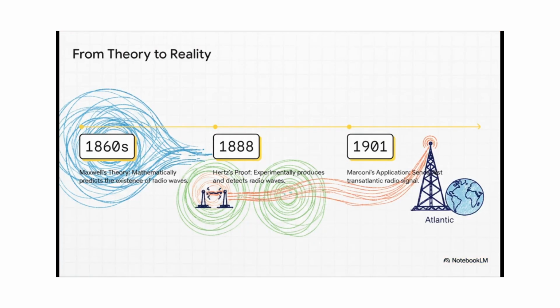It really all started back in the 1860s with a guy named James Clerk Maxwell, who, just using math on paper, predicted that invisible electromagnetic waves had to exist. Then, about 20 years later, Heinrich Hertz proved he was right by actually producing and detecting those waves in his lab. And then, in 1901, Guglielmo Marconi took that pure science and turned it into world-changing technology by sending the first wireless signal clear across the Atlantic Ocean. It's this perfect chain from pure theory to global impact.